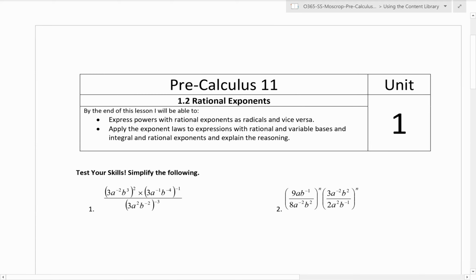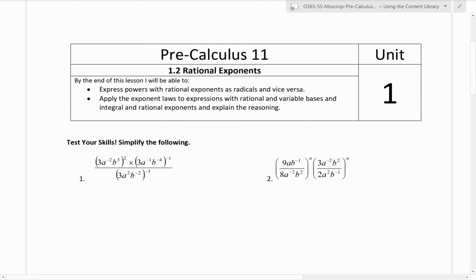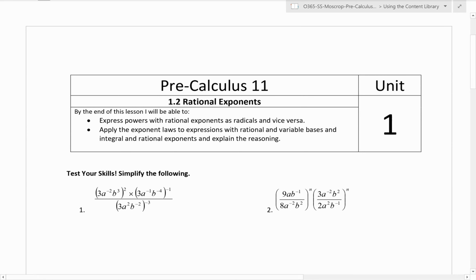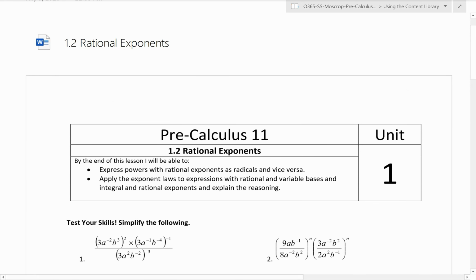We'll come back to the second lesson in Unit 1. Last time we talked about root radicals. Today we're going to be looking at rational exponents. Before we start looking at the rational exponents, we're going to do a quick review of the exponent laws. Okay, so I'm going to do it on the top here.